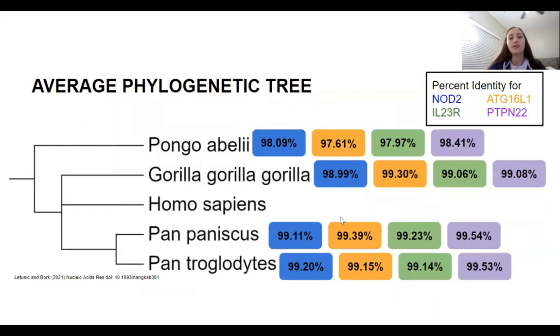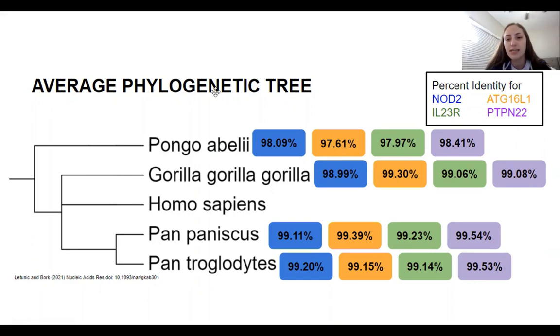Moving on to the average phylogenetic tree. We made this tree to better picture the relationship between Homo sapiens and the members of the great ape family that we studied. And as you can see, the percent identity for all of these genes studied is very high. We have percents ranging from over 99% to just over 97%, so very close identity.